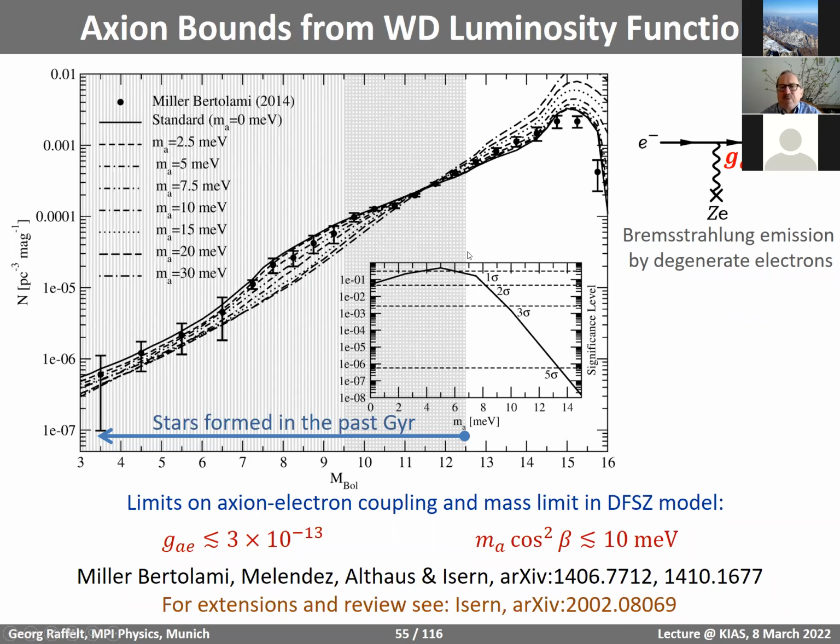But for the moment, one cannot really prove that this is true. But again, the bound is in the same ballpark as the previous one from the red giant branch, at around 10 milli-electron volt for the DFSC axions.